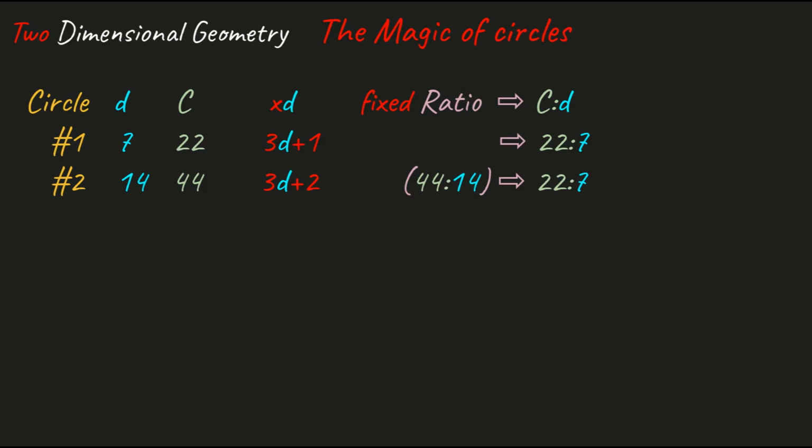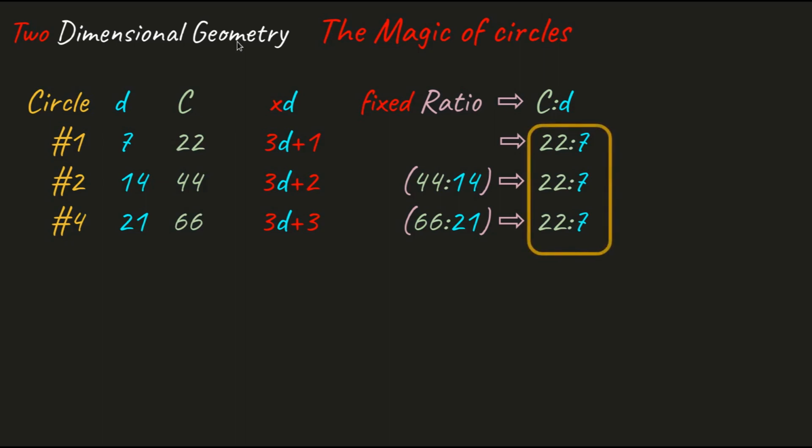Now, let's assume we drew a fourth circle. It was a little bit bigger, right? So we made it 21 centimeters in diameter, and the circumference would have been 66. I promise you, it would have been 66, and that would have been the relationship. And 66 divided by 3, and 21 divided by 3, ended up with the same ratio as 22 to 7. And that's a very, very important number.